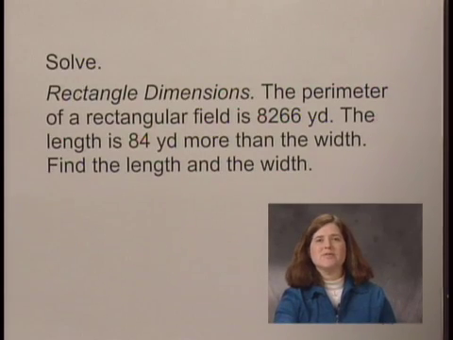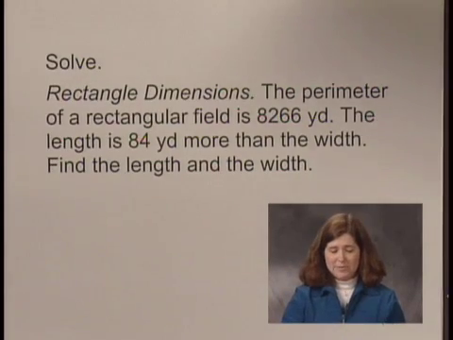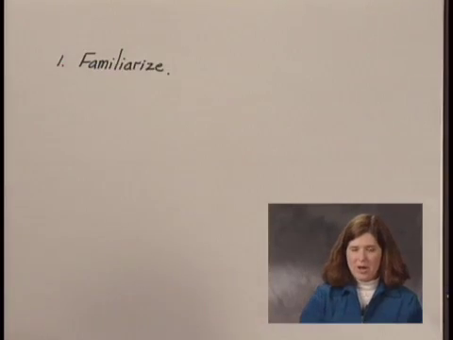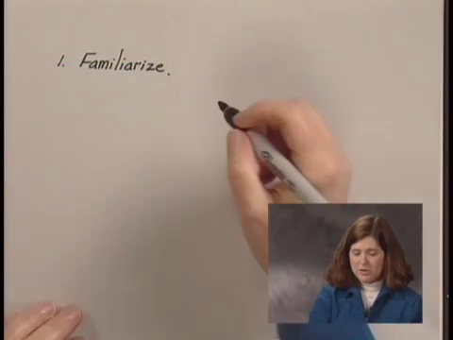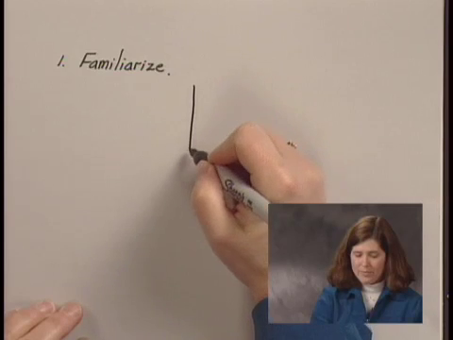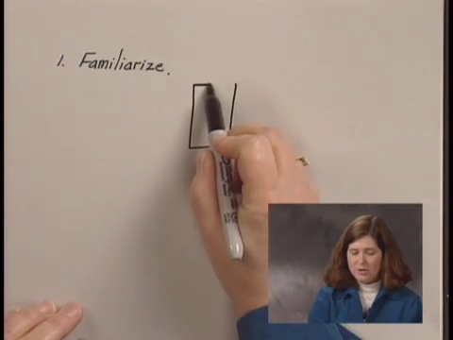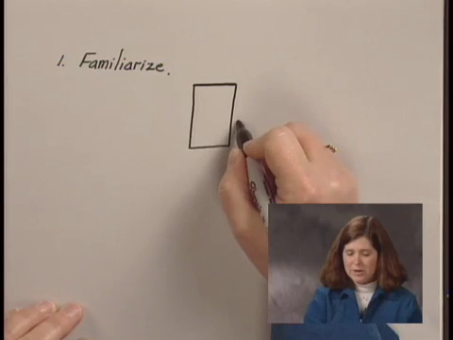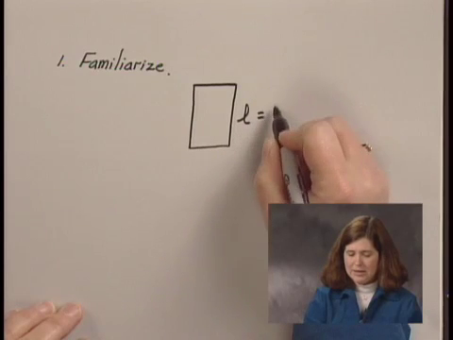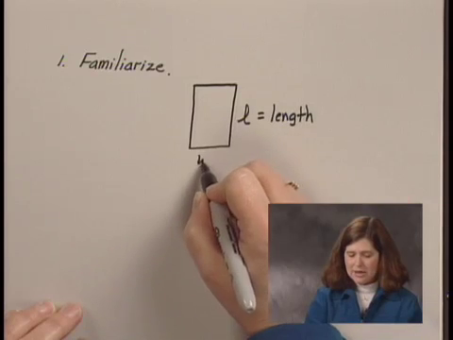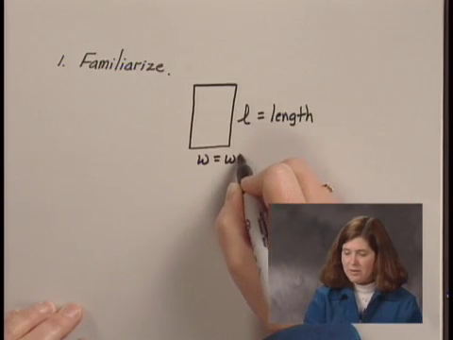And the first step is to familiarize ourselves with the situation. Anytime you're working with geometry, it's a good idea to draw a sketch. And we're dealing with a rectangle. And we're asked to find the length and the width. We don't know either one of those. So we'll let L stand for the length and W stand for the width.